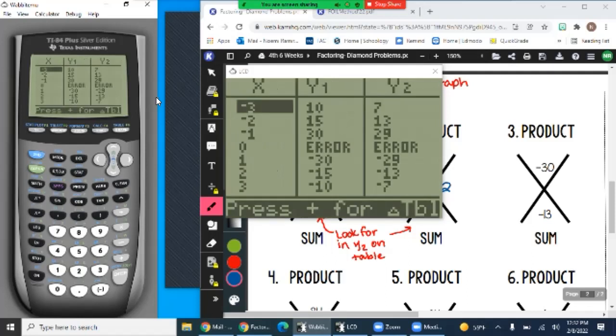Okay? Now, what number am I looking for in here? And where am I looking for it? We wrote some arrows. We wrote some notes. Come on, let's look at them. Which one am I looking for? Okay, I'm looking in Y2. Which number am I going to look for? Am I looking for the -30 or am I looking for the -13? Look at your notes.